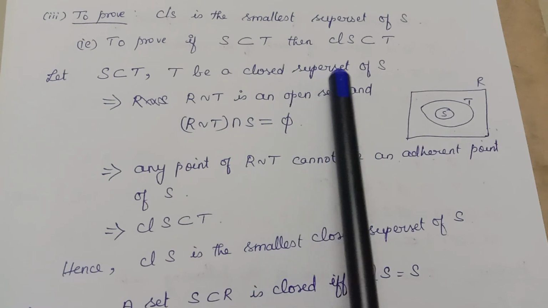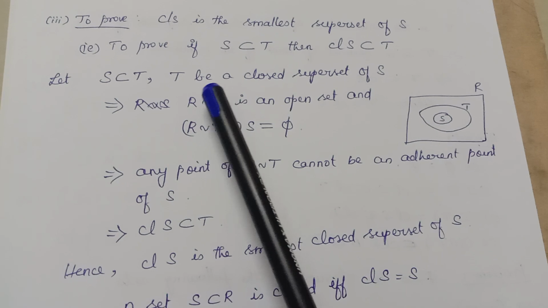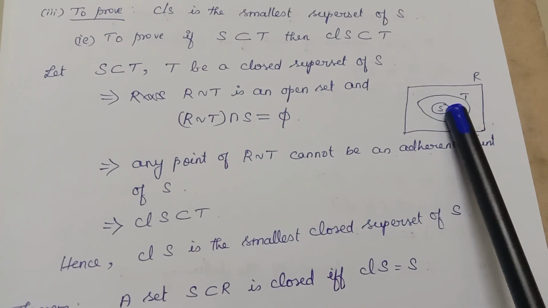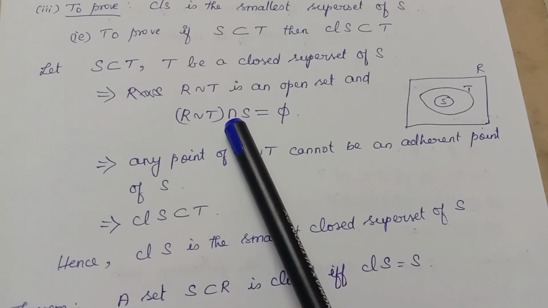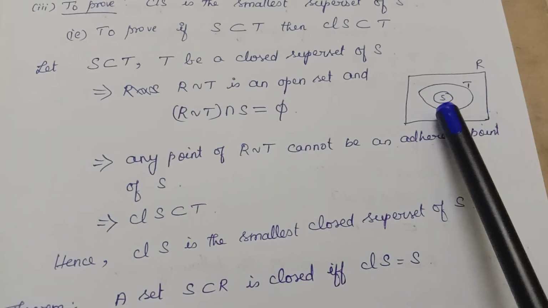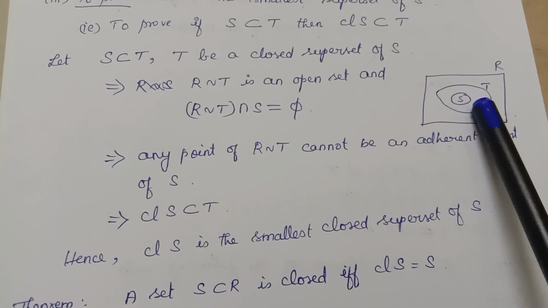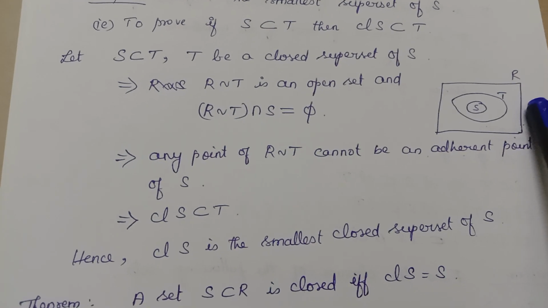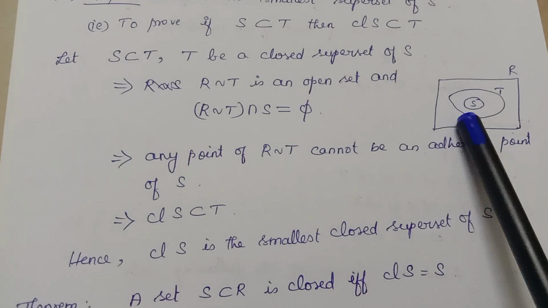What do you mean by T is a closed superset? R minus T is open, and T is the superset of S, no? That means S is contained within T. So R minus T intersection S will be empty, no? If this is taken to be R, for understanding purpose only, I have drawn it like a square and circle. Actually, everything is coming in the real line only. If I draw R, S, T in the real line, the number line, you cannot get the point clearly. That's why for understanding purpose only I draw it as square and circle.